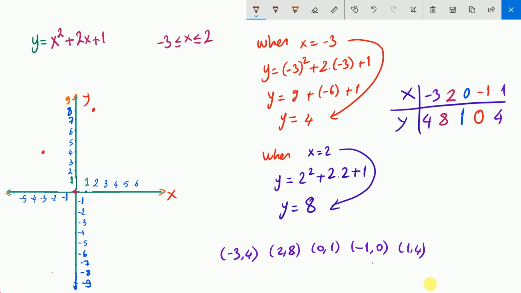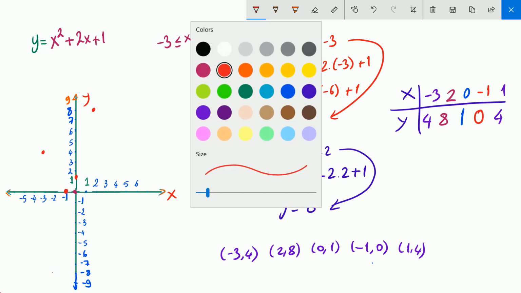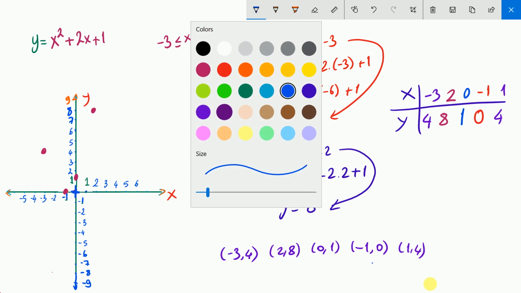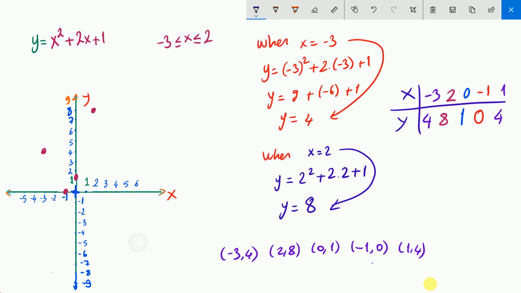The third one is 0 and 1. Put your point here. -1 and 0 will be here. Let's use another color. So let's plot the fifth point: 1 and 4. 1 is here, 4 is here.